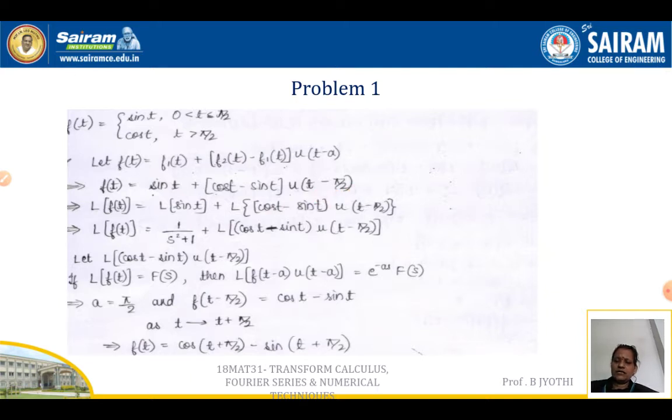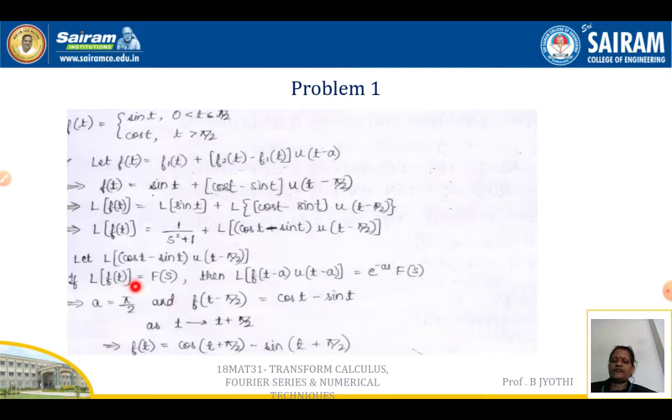When we apply the Laplace transform on either side, L of f of t will be L of sin t plus L of cos t minus sin t into u of t minus pi by 2. And we know that L of sin t is 1 divided by s squared plus 1, plus L of cos t minus sin t into u of t minus pi by 2. Now let us consider the second part of it, that is L of cos t minus sin t into u of t minus pi by 2.